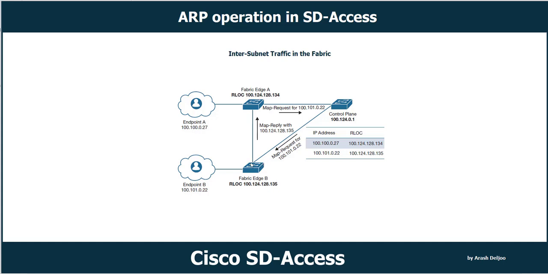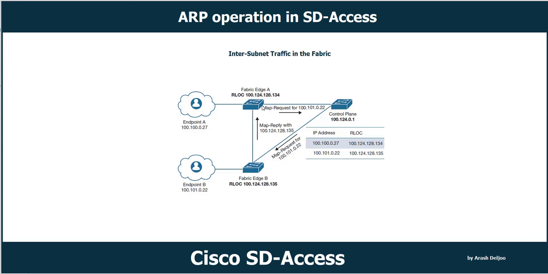I explained it before. And then this is fabric edge B, not the control plane, answering with the RLOC of the destination, the RLOC of this switch, to fabric edge A. And it means that if you want to send traffic to this IP address 100.101.0.22, you can encapsulate it to fabric edge node B.